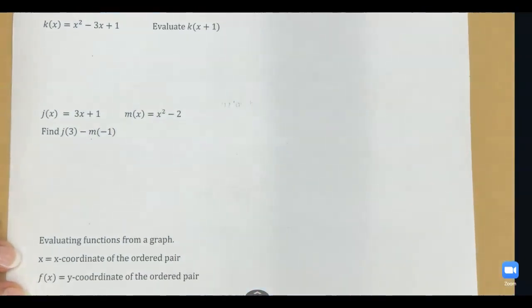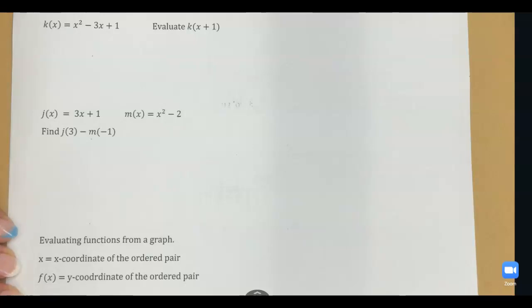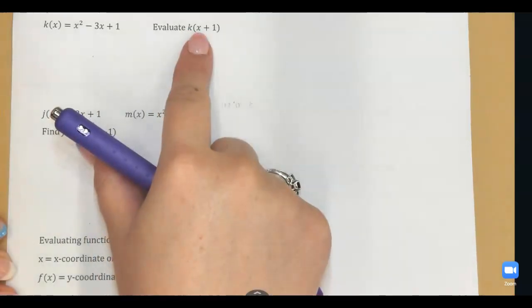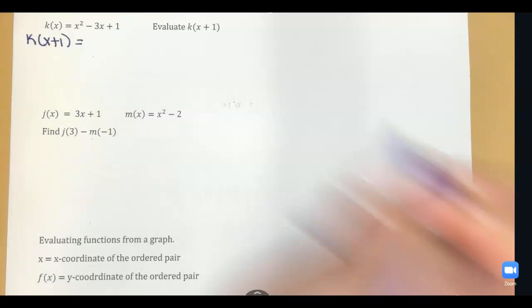What do I do if I'm, again, evaluating a function with a variable? So here I've got k of x equals x squared minus 3x plus 1. Evaluate k of x plus 1. So what this means is I'm going to plug in x plus 1 everywhere that I have an x. And again, that's in 2 places here.